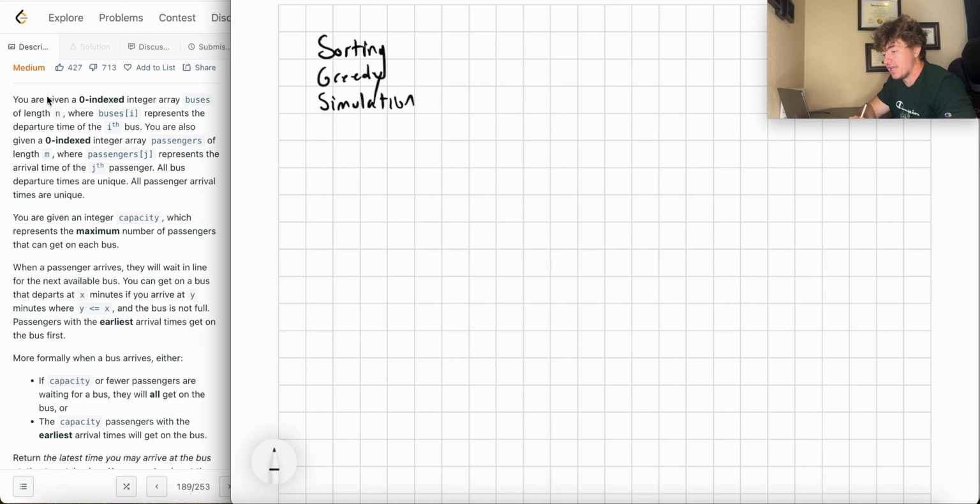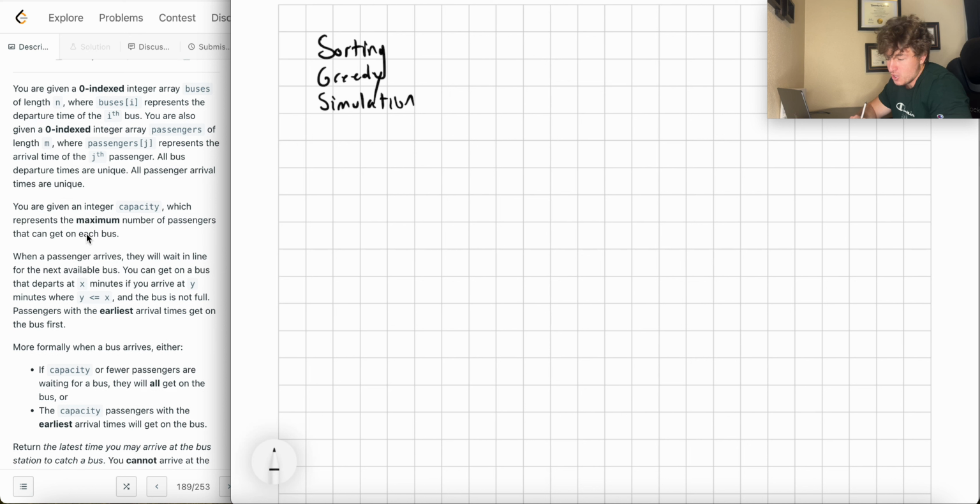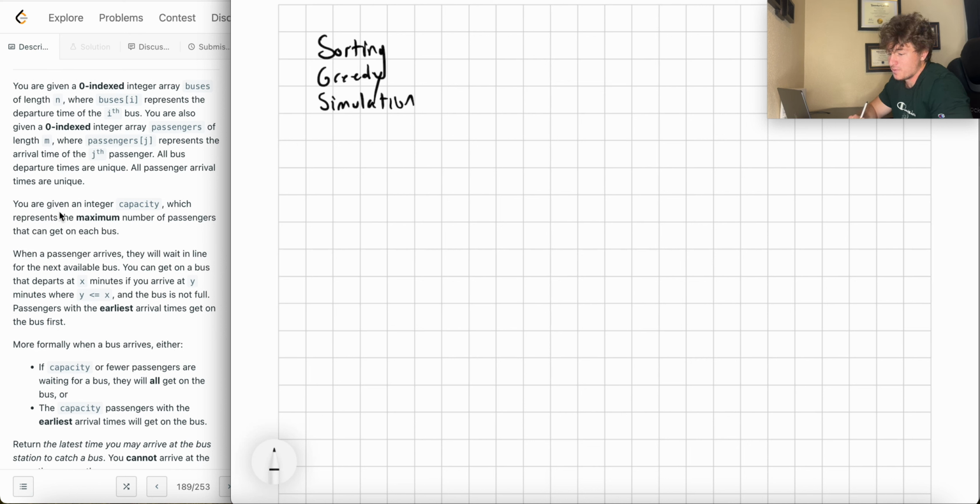Okay, so you're given a zero-indexed integer array buses of length n, where buses[i] represents the departure time of the ith bus. You're also given a zero-indexed integer array passengers of length m, where passengers[j] represents the arrival time of the jth passenger. All bus departure times are unique. All passenger arrival times are unique. Okay, you're given an integer capacity, which represents the maximum capacity of the bus, right? So the maximum number of passengers that can get on each bus.